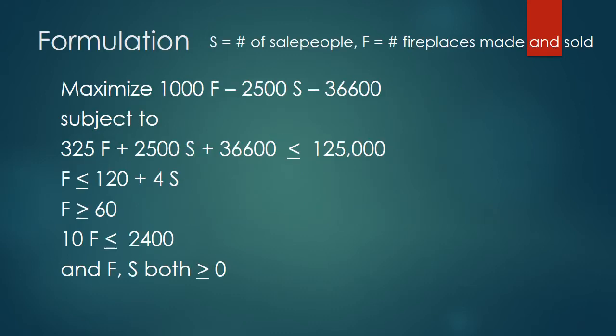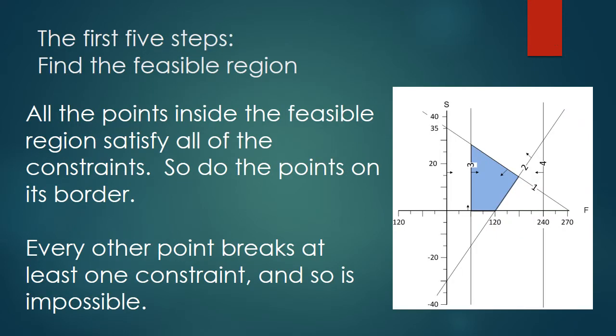Here's a quick recap. Here was our formulation. We were talking about a company that makes and sells fireplaces. F is the number of fireplaces they make and sell, and S is the number of salespeople they have. The more salespeople, the higher the demand for the product. Their goal is to figure out how to maximize their profit in this operation. We formulated this program, and then we followed a 5-step procedure to find the feasible region that corresponded to it.